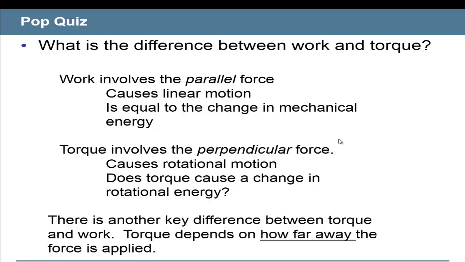Another key difference between torque and work is that torque depends on how far away the force is applied. The work is applied directly at the object, right? So there's no moment arm involved in work. So that's a key difference between torque and work here.